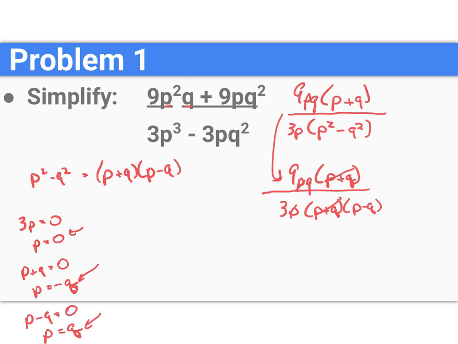9 divided by 3 is 3, so you've got 3Q in the numerator over P minus Q. And that is your simplified answer.